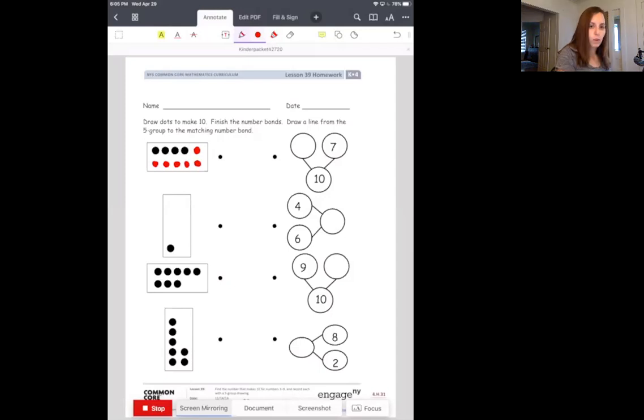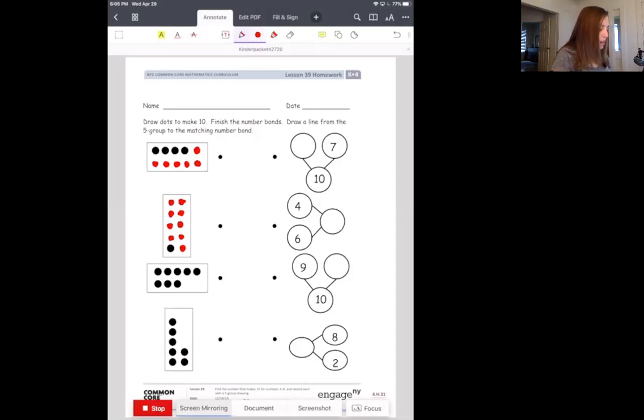So we're going to go to the next one. We see 1 black dot. We need to go all the way up to 10. So what comes after 1? 2. Good. 3, 4, 5, 6, 7, 8, 9, 10. Good. Keep going. Let's see.